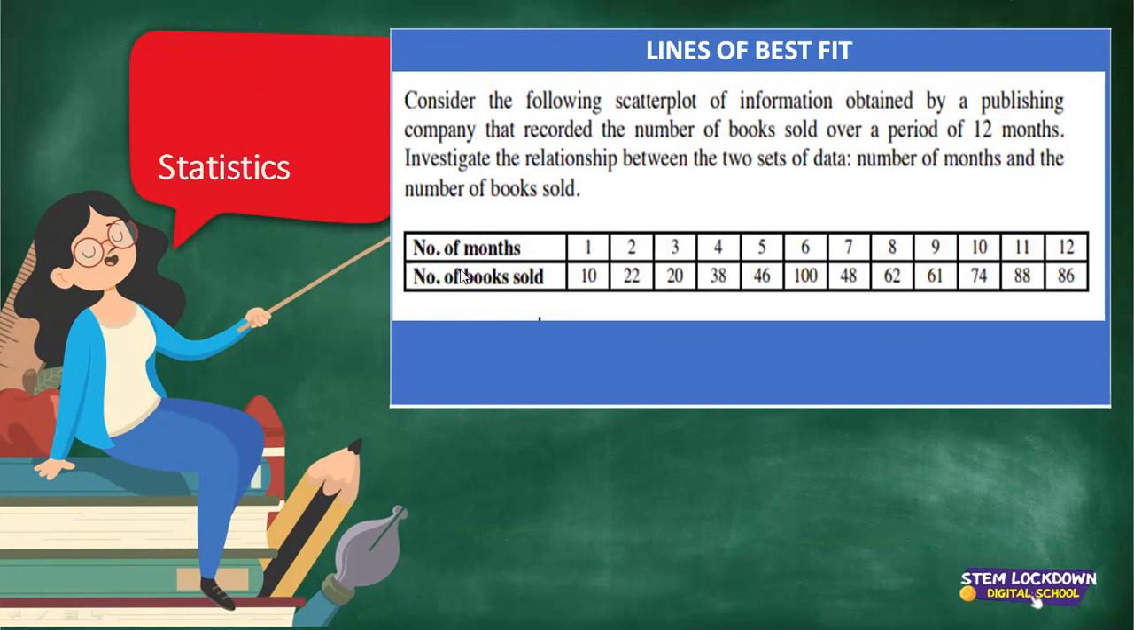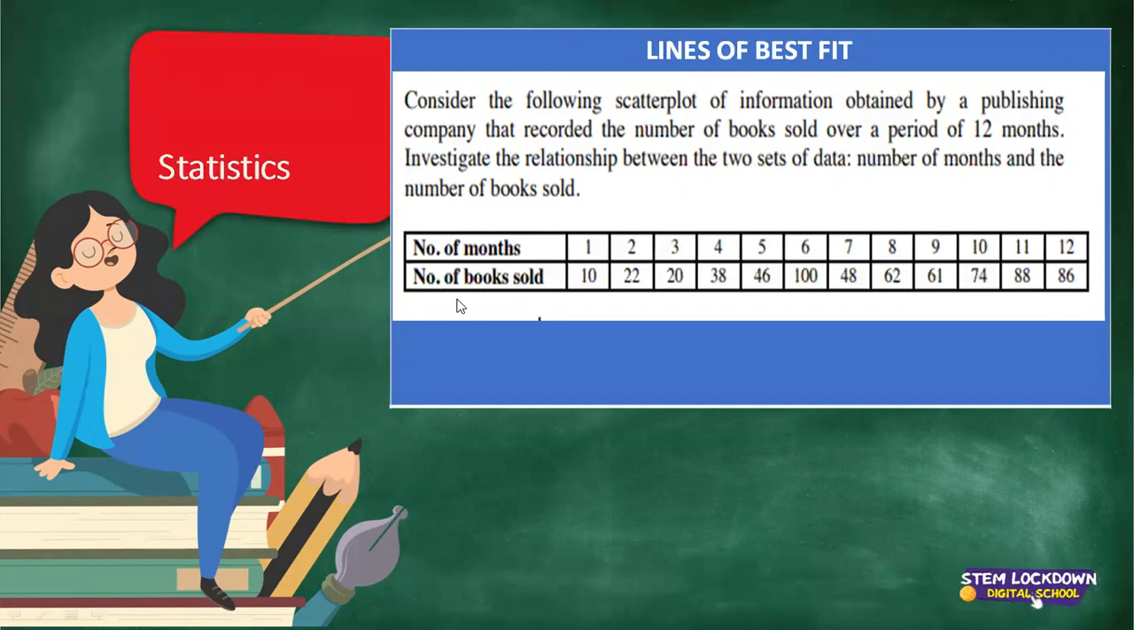So, number of months and number of books. It makes sense that the number of books will depend on the number of months. Maybe at the beginning of the year, you expect to sell more books, because students want to go to school and parents want to buy books for their children. So the number of books should depend on the months, not the months depending on the number of books. It doesn't make sense to say the month depends on the number of books.